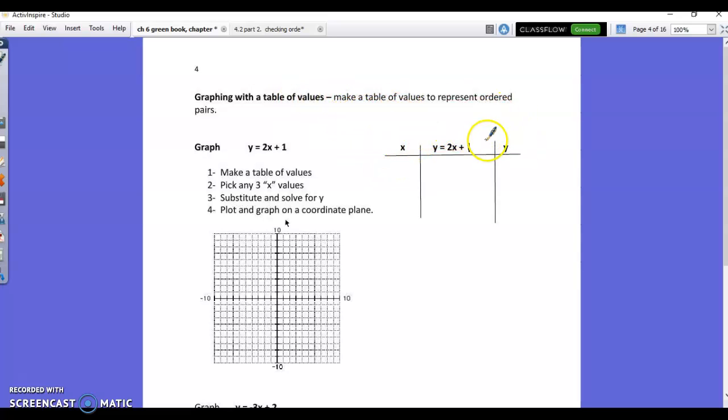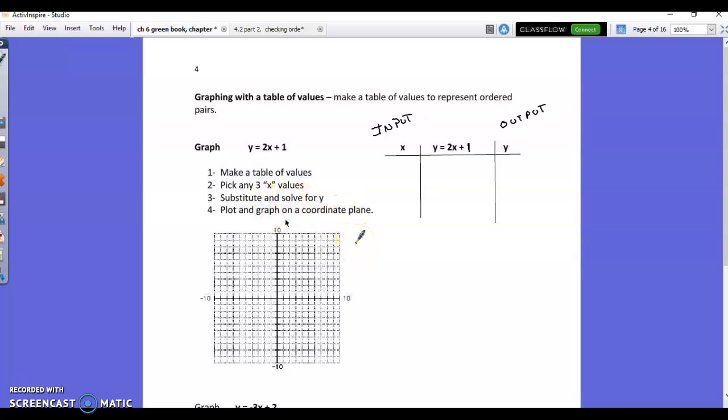So here's an example of kind of a detailed table of values where x is what we call our inputs and y is our outputs. So basically we're putting numbers in for x, putting it into the equation, and we're getting an answer for y. Here are the steps. I wrote down the steps for you guys to follow along. If you have a linear equation, you make a table of values, you pick any three x values, you substitute and solve for y, and you plot and graph your coordinate plane.